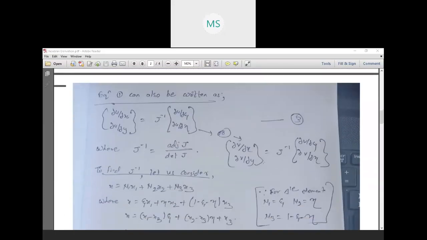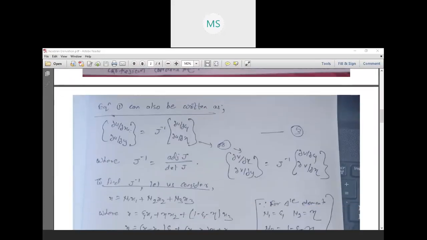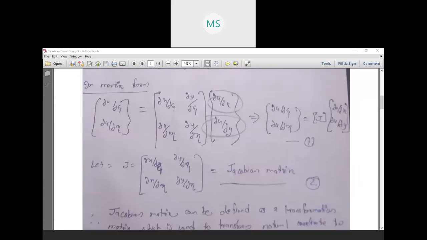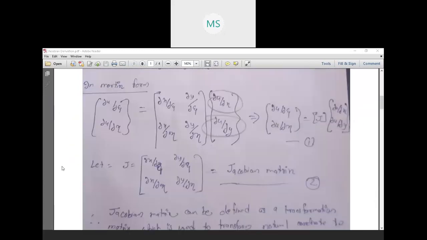Now, equation 1 can also be written as follows. If you denote this as equation 1, this complete equation can also be written as del u by del x and del u by del y. And this Jacobian matrix we can transfer to the other side. Then this J will become inverse. Nothing I am doing is rocket science. I am just transferring this J from this side to the other side. So directly we cannot write like this.